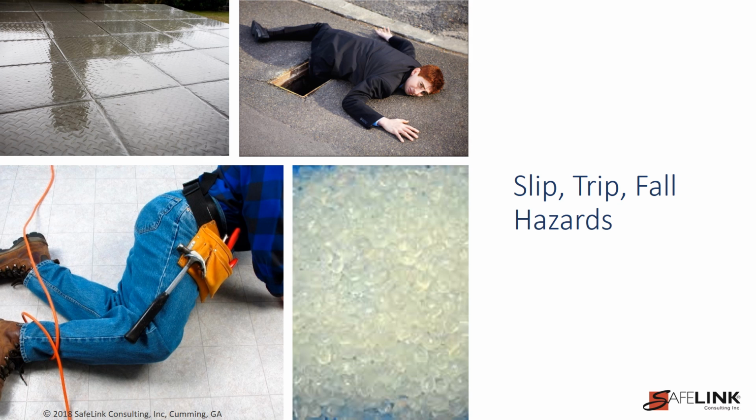This slide shows some examples of slip, trip, and fall hazards. One is a slippery surface, another an unguarded hole, an electrical cord across a walkway, and material that appears to be pellets that could create a slippery surface. All of these should be either marked as a potential hazard to bring attention to the risk or eliminated to prevent the hazard. If you see these types of hazards, you should report them to your supervisor for correction.